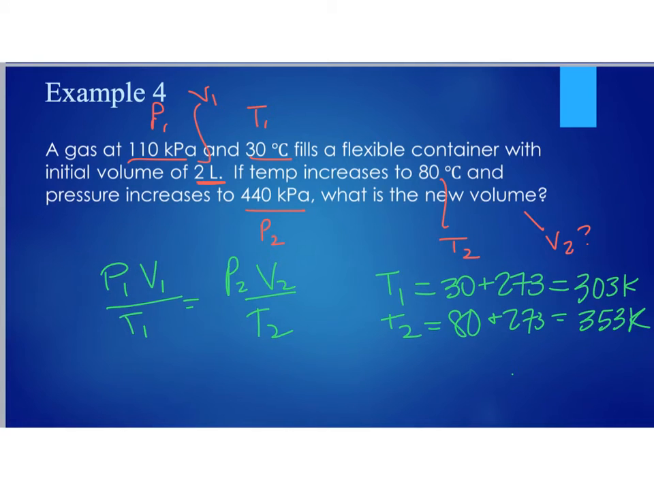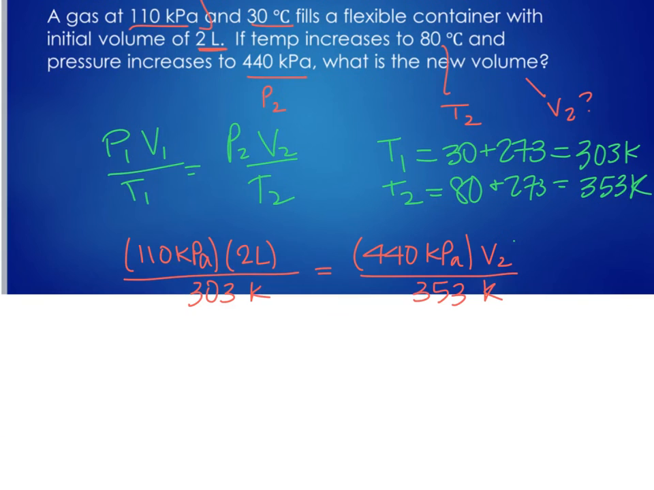Now I can take these numbers and plug them into what I have been given. So here I've plugged in my P1, V1, and T1, and I set that equal to my P2, V2 over T2. Now all I have to do is solve for my V2 value right here. If you know how to do that, great, go ahead and solve it on your own. Otherwise, I'm going to work the math out.